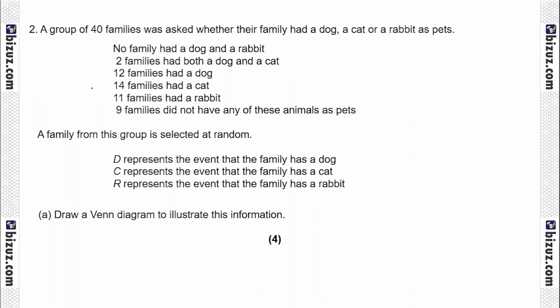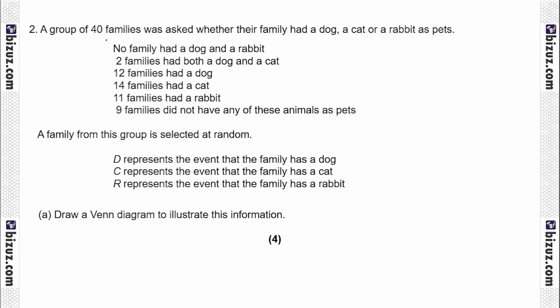But before reading through all this, which we need to when we solve for part A, first let's see what the events are named as. A family from this group is selected at random. D represents the event that the family has a dog, and similarly and intuitively, C is basically the family having a cat, and R is the family having a rabbit. Now, part A tells us to draw a Venn diagram to illustrate this information.